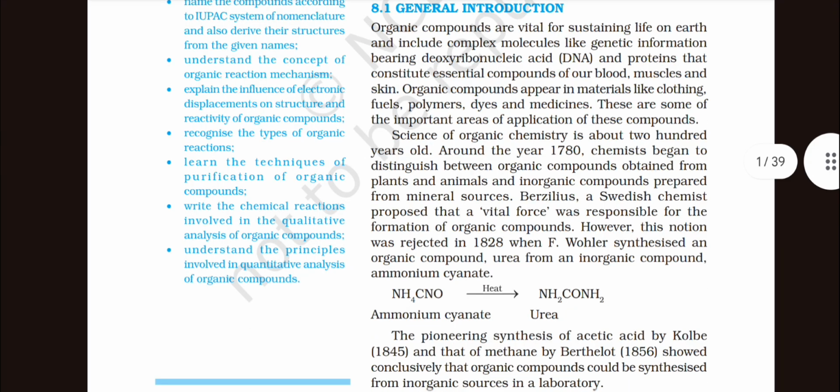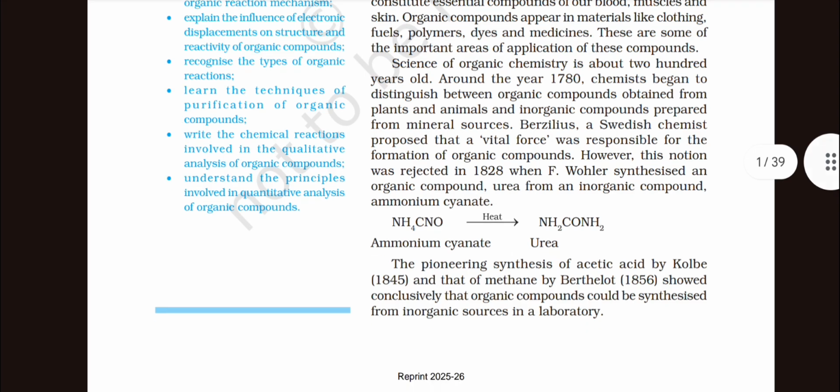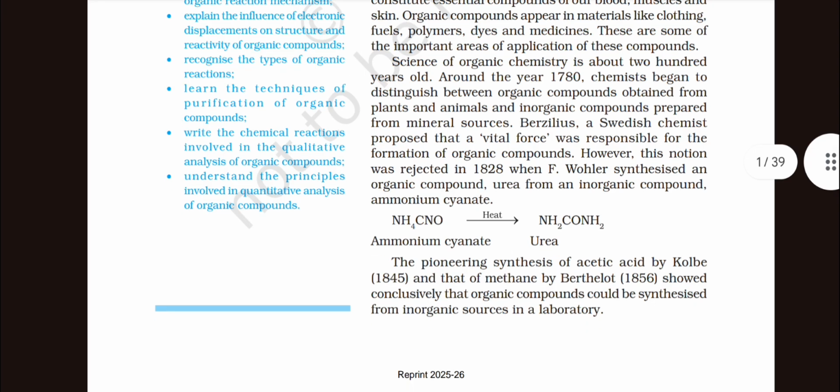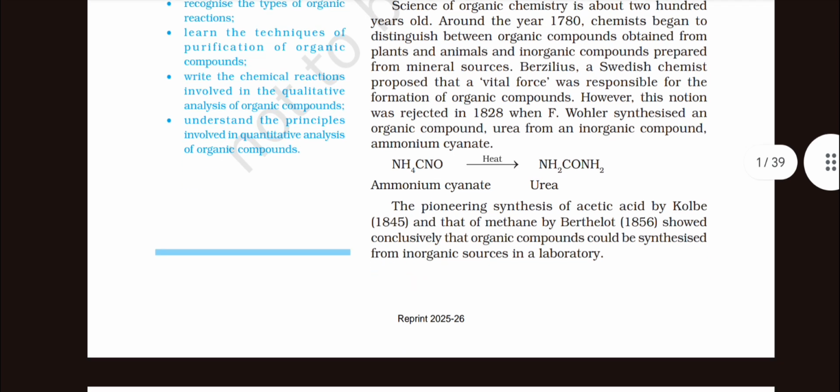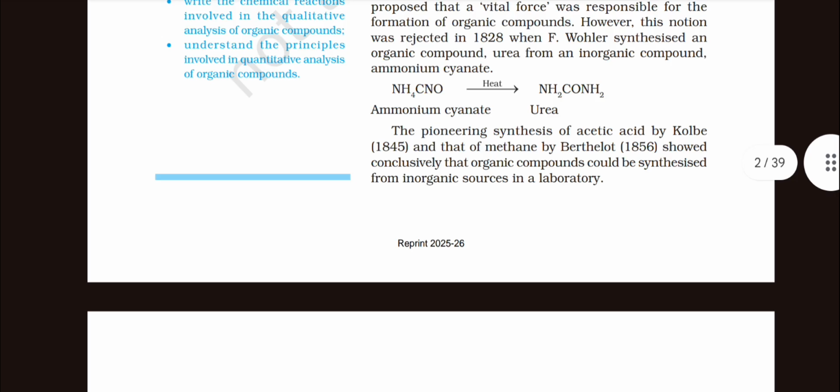The science of organic chemistry is about 200 years old. Around the year 1780, chemists began to distinguish between organic compounds obtained from plants and animals and inorganic compounds prepared from mineral sources. Berzelius, a Swedish chemist, proposed that a vital force was responsible for the formation of organic compounds. However, this notion was rejected in 1828 when F. Wöhler synthesized an organic compound, urea, from an inorganic compound, ammonium cyanate.